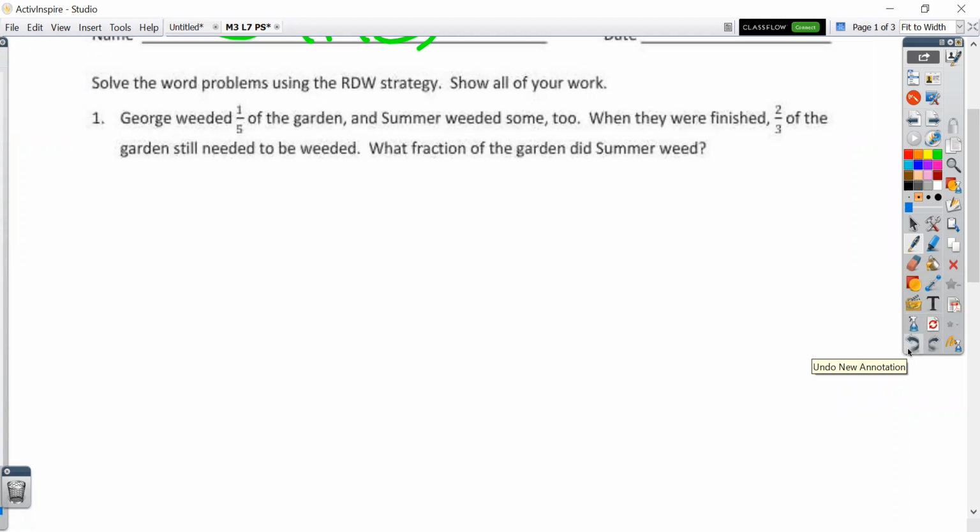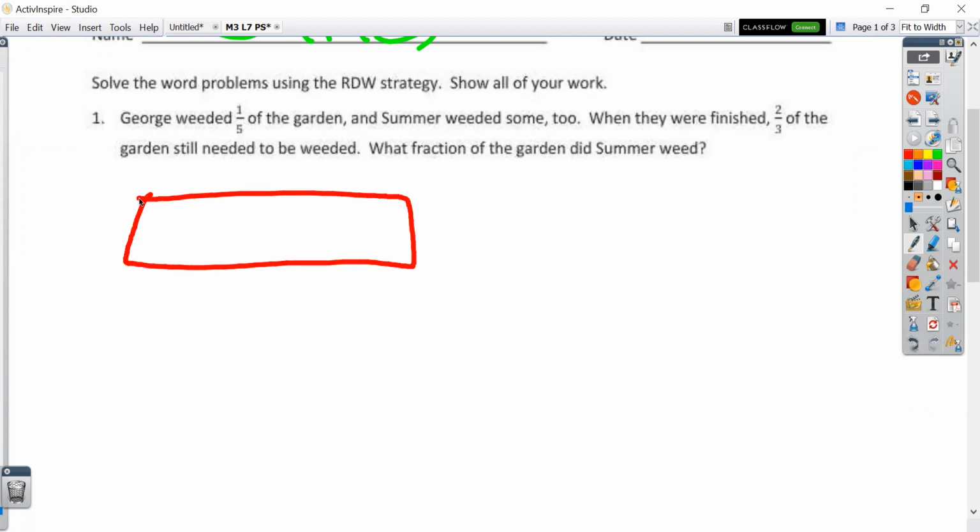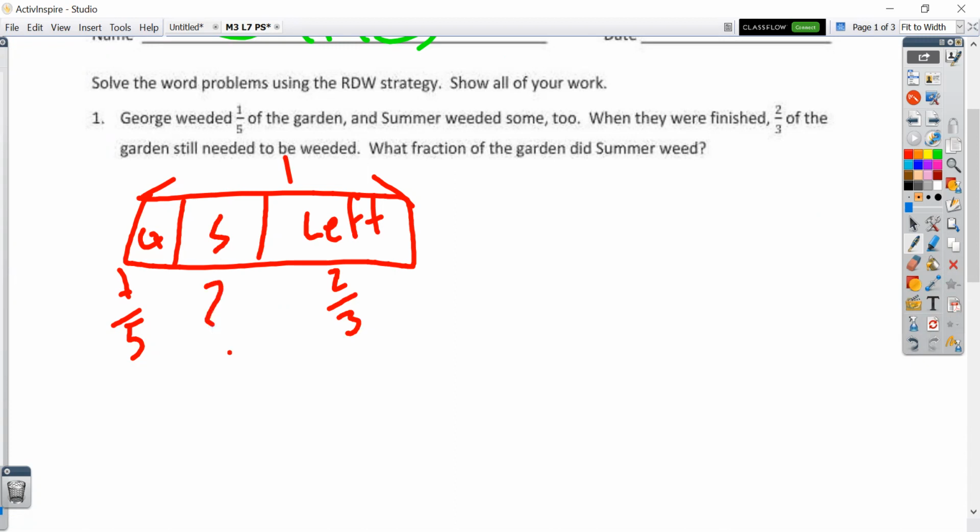Well, that's an interesting question. So we know that there's one whole garden to be worked on. We know that George, and I'll just put a G in here for George, did 1/5. Whoops, that's a half. Mr. Briggs, 1/5. And we know that 2/3 of it still needed to be finished. But we don't know what Summer did. We don't know the fraction that Summer did.